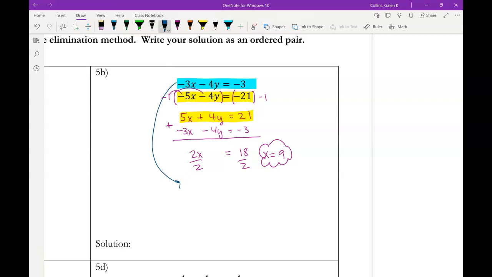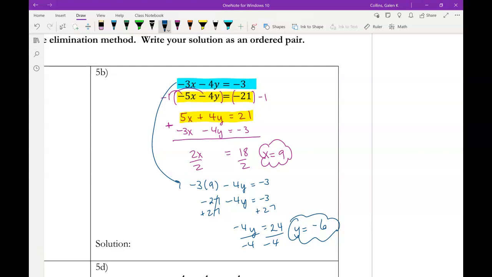So instead of x, I'm going to substitute 9 into -3x minus 4y equals -3. And let's see, -3 times 9 is -27. So when I add 27 to both sides, we get -4y equals, what is that, 24? And then divide both sides by -4. So I'm getting y equals -6.